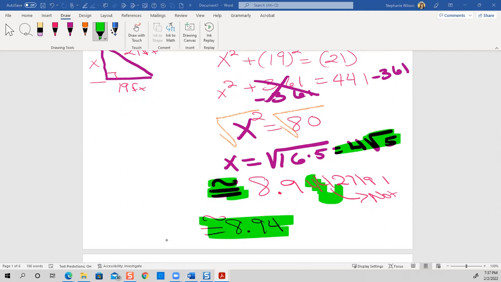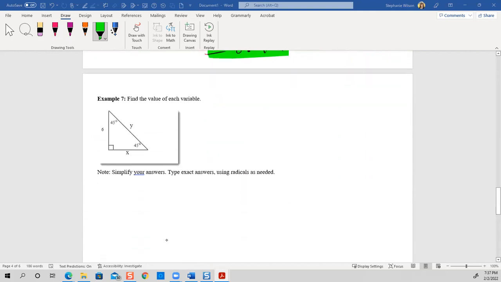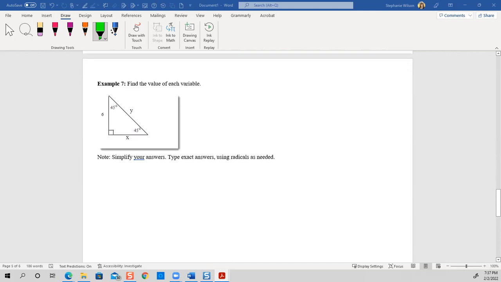All right, yay. Let's do this next one. This next one's going to have a little bit more work involved. We're going to have to do some setting up and separating. So we're going to find the value of each variable.